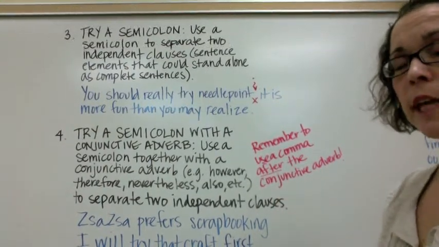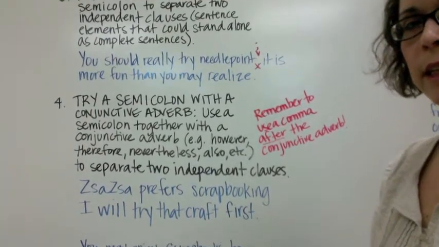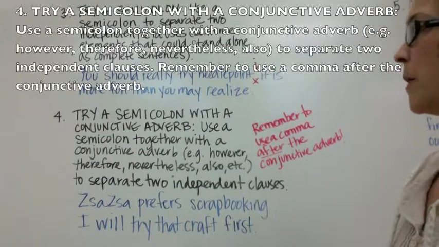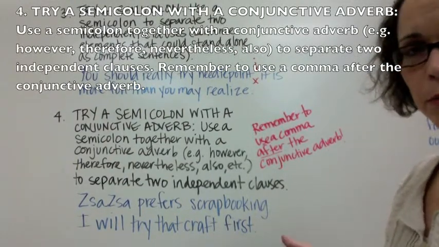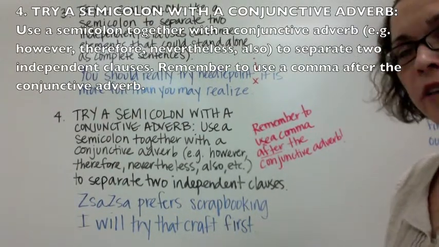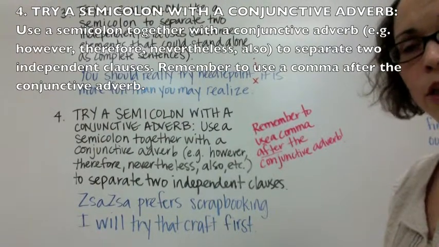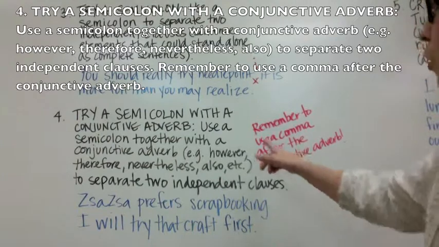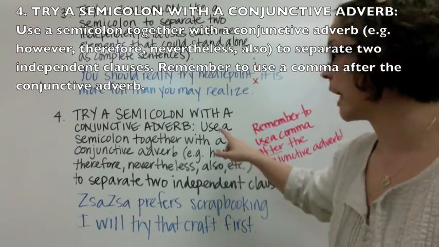Okay, so let's take a look at number 4, which is practically like 3B. Try a semicolon with a conjunctive adverb. Okay, so we talked about conjunctive adverbs in an earlier video. You got a long list of them. There are a few more listed in this definition, so let's take a look at it.